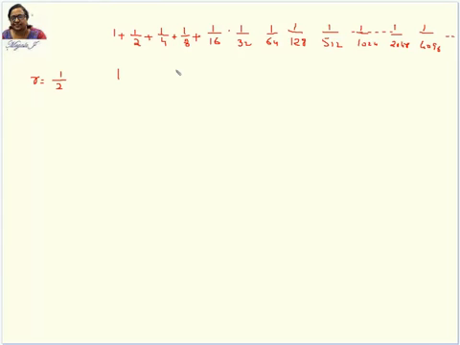So for this you have a formula. The sum is nothing but a by 1 minus r. So what is your r here and what is your a here? A is 1. 1 minus 1 by 2. So what's the answer? 2.